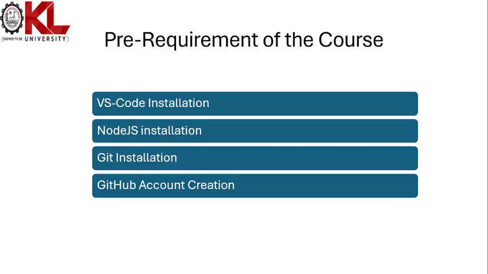Third one, Git installation. Git is a version control system. We will use this version control to track our project. And finally, we need to create a GitHub account. GitHub is a cloud-based platform where we can store Git repositories, collaborate with the team members, and publish our projects online. So these are the prerequisites before entering into the main course. First of all, we need to install all these required software.